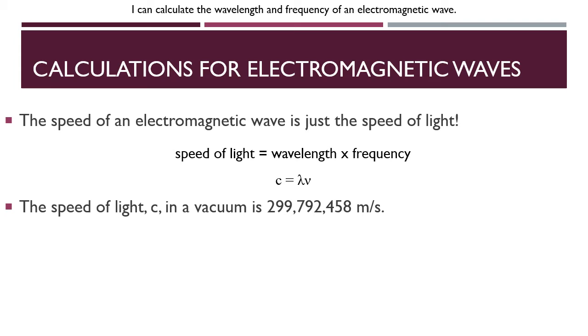299,792,458 meters per second. Now you do not need to memorize that number, nor do we ever use that number exactly because we don't really ever need that many significant figures. The number we will use is this. We'll just say it's 300 million meters per second, and to 3 sig figs, c equals 3.00 times 10 to the 8th meters per second. Again, you will not need to memorize this. I will give you this constant value on any assessment that you take.